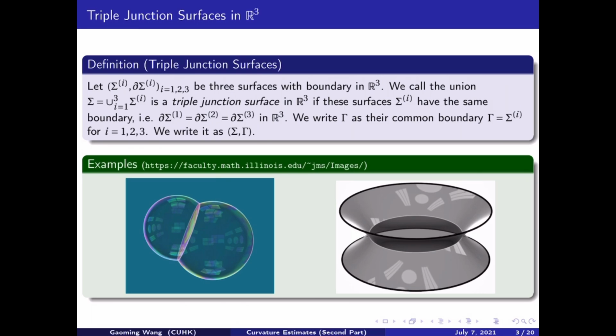Here are two examples of triple junction surfaces. The first one is a double bubble. The second one is a singular solution to the Plateau problem when given two circles. These two examples show triple junction surfaces indeed have some physical meaning we can actually observe, and they can be used to generalize the concepts of minimal surfaces and constant mean curvature surfaces. This might be one reason why we are interested in triple junction surfaces.